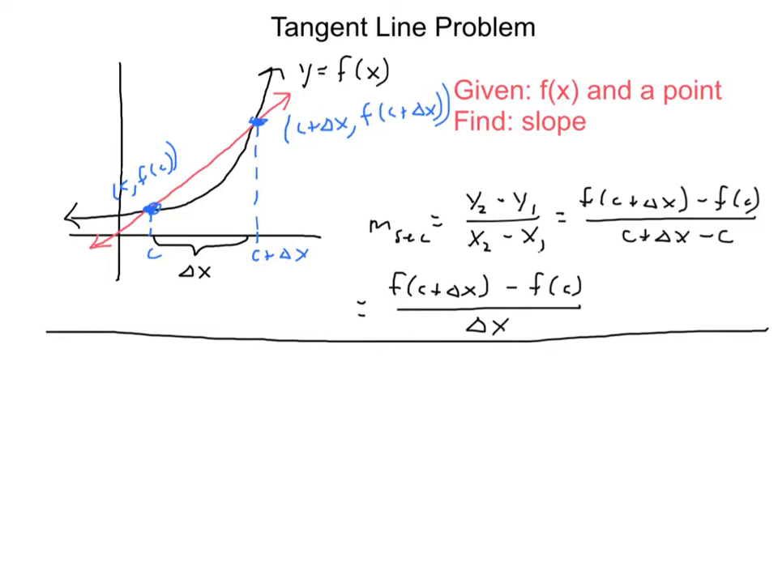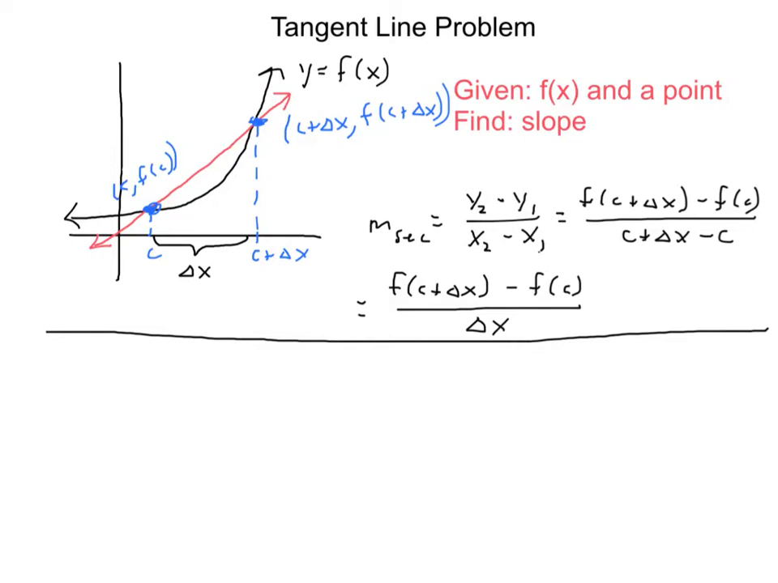The line in red that connects those 2 points is called a secant line. The slope of that secant line, using the standard slope formula that you're familiar with, y2 minus y1 over x2 minus x1, becomes f of c plus delta x minus f of c, all over c plus delta x minus c. If I simplify that, I get f of c plus delta x minus f of c, and the denominator simplifies to just delta x.